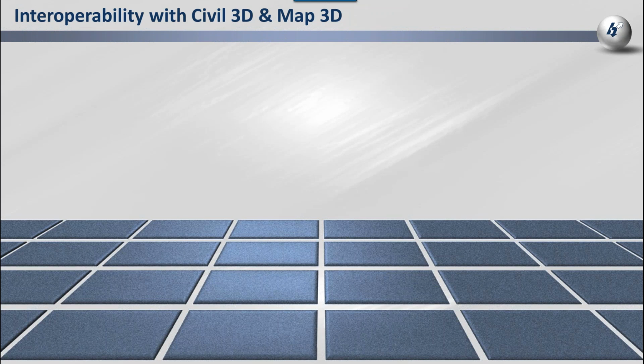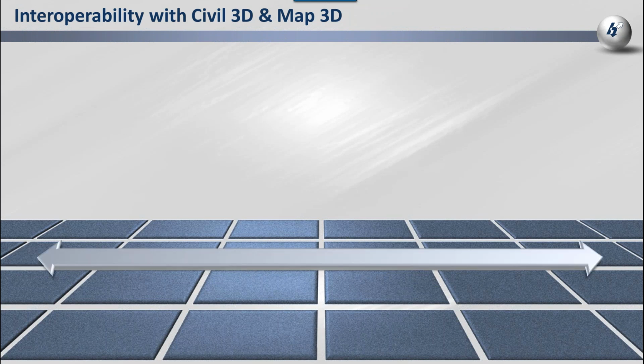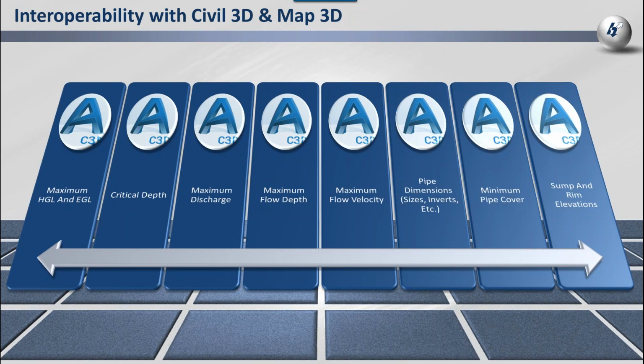Now these profile sheets, when we create them, they're going to include maximum HGL and EGL, critical depths, maximum discharge, maximum flow depths, maximum flow velocities, pipe dimensions, size, inverts, etc., minimum pipe cover, and sump and rim elevations. Now one thing to remember is that all of these elements are stored on their own individual drawing layers. So you can quickly change colors, line styles, text styles, etc.